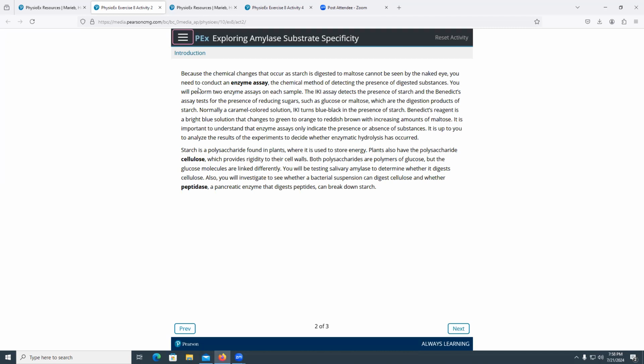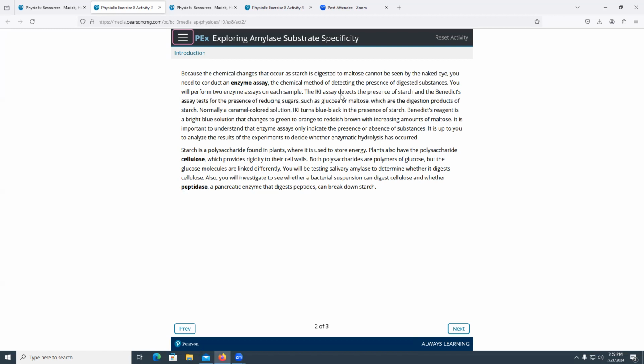Okay, so because the chemical changes that occur as the starch is digested to maltose cannot be seen by the naked eye, you need to conduct an enzyme assay. So we will conduct an enzyme assay, the chemical method of detecting the presence of digested substances. You would perform 2 enzyme assays on each sample. So let's learn more about these assays.